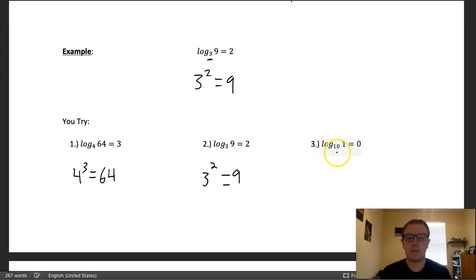What about log base 10 of 1 is equal to 0? For this, we move the 10 to be our base of the exponent. 10 to the 0 is equal to 1. And so far, all of these are true. 3 squared is 9, 10 to the 0 is 1, 4 cubed is 64. Okay, so that's how we convert between the two.